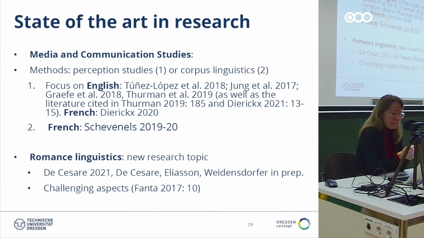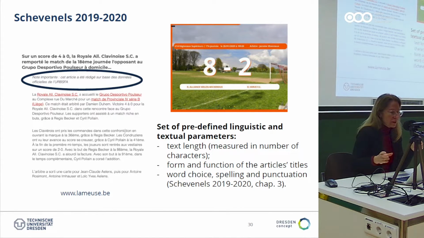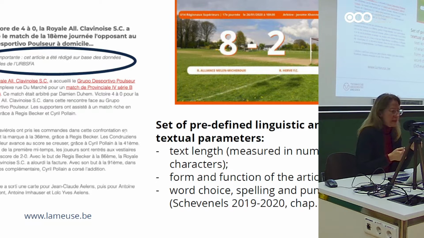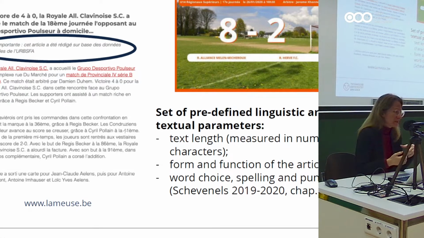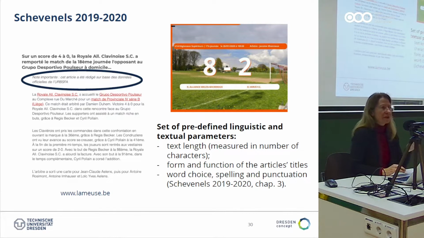And then, I can show you this already now, she has a set of predefined linguistic and textual parameters that she uses to analyze these texts and to pick up if there are differences. The parameters that she uses, you can see them here, concern the text length, for instance, whether there is a difference between automated and human written text. So text length measured in numbers of characters, the form and the function of the article titles, and then things like word choice, spelling, and punctuation.